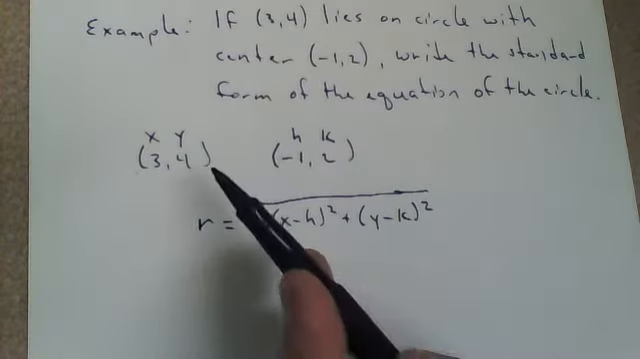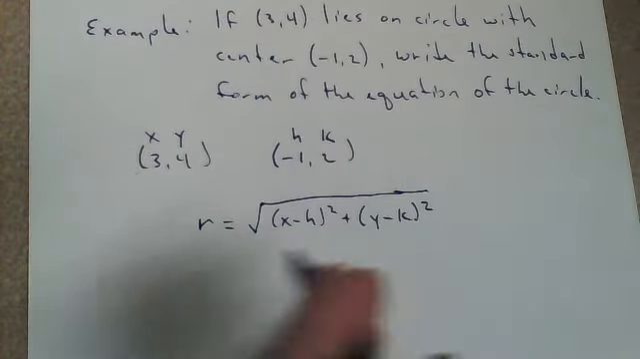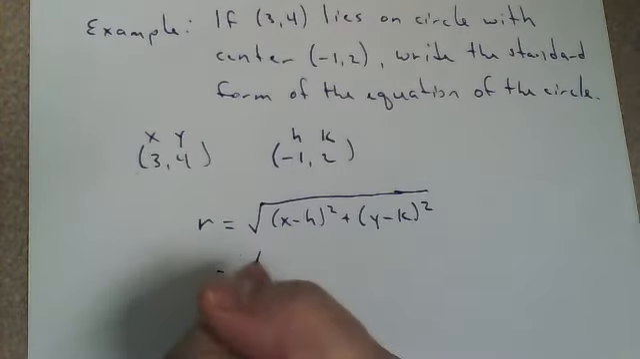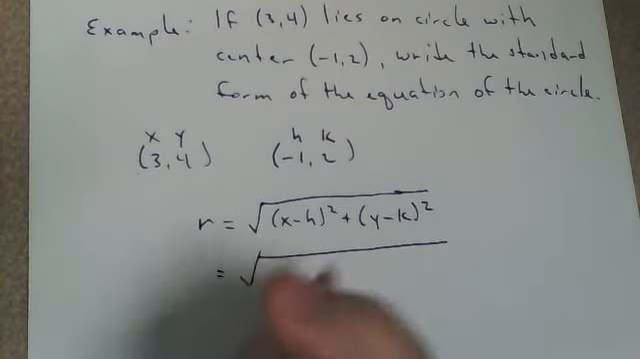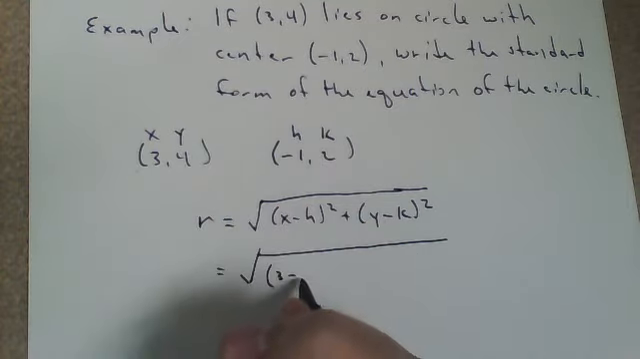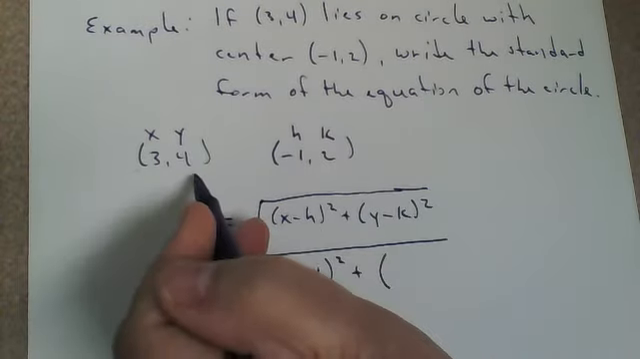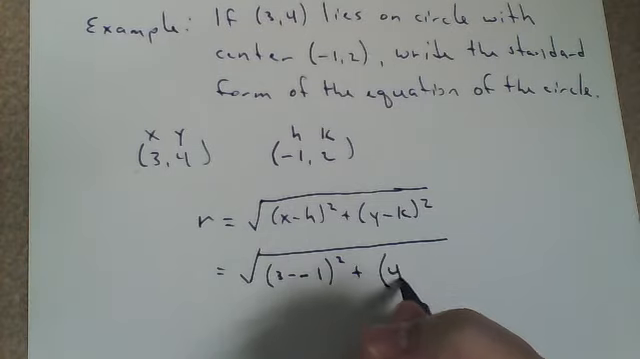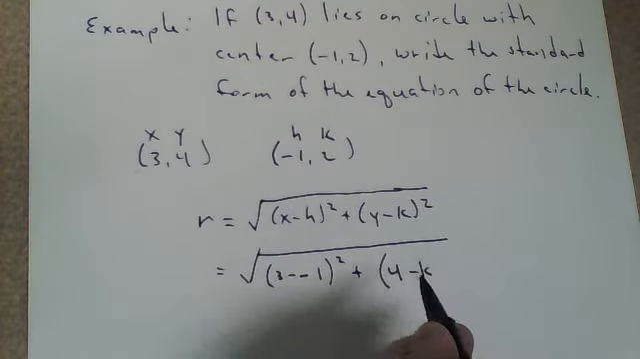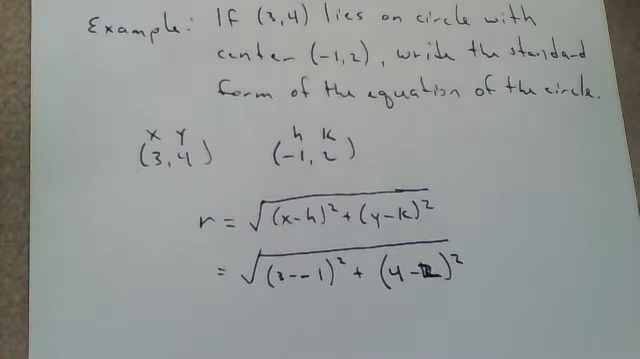And all we have to do is plug these numbers in. We know what x and h and y and k are. So we've got x minus h. Well, x is 3 minus h, which is minus 1. So I'm going to write that as 3 minus negative 1 squared, plus y, which is 4, minus k. Oh, I wrote k, but I should have written 2, squared. And now I can solve this and figure out what my r equals.